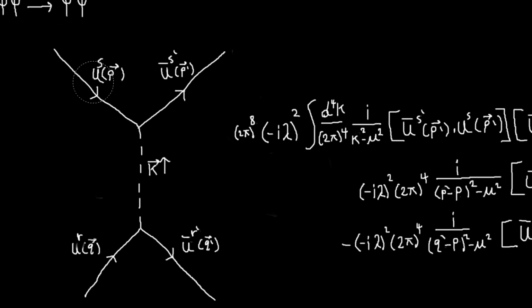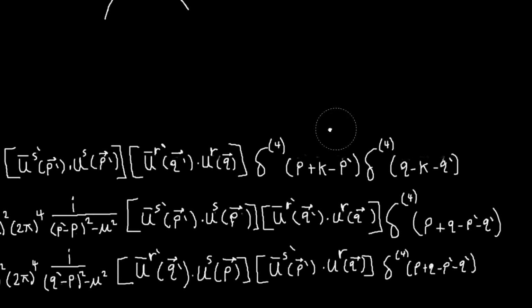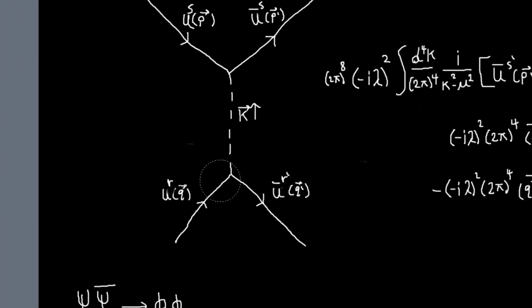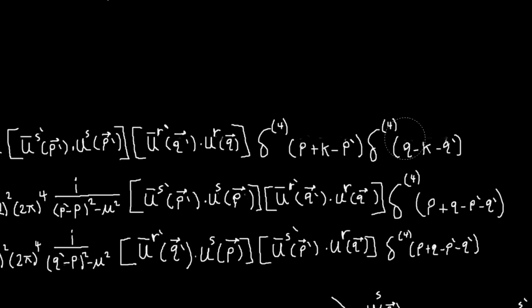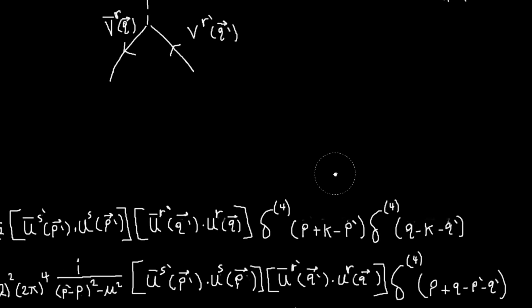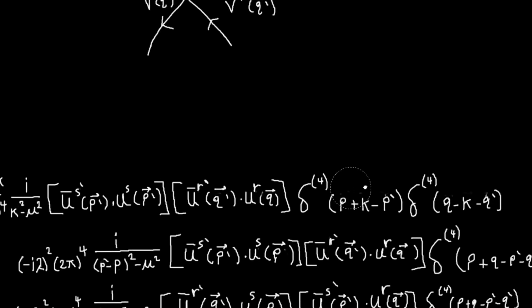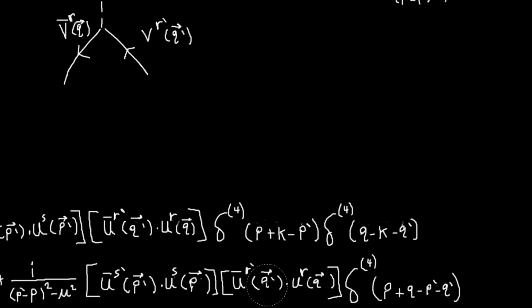So at one vertex, I have p flowing in and k flowing in, and then minus p prime flowing out. So that gives me a delta of p plus k minus p prime. And then similarly down here, I have q in and k out and q prime out. So I have a delta of q minus k minus q prime. And I can just do this integral because I have these delta functions. I just replace k with p prime minus p. And so that's how I get that term.